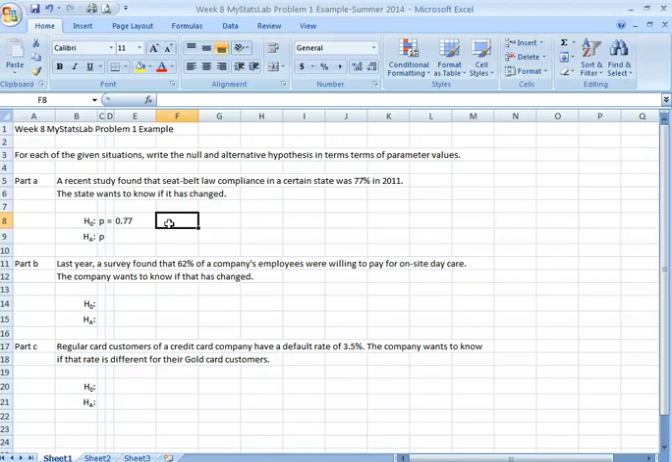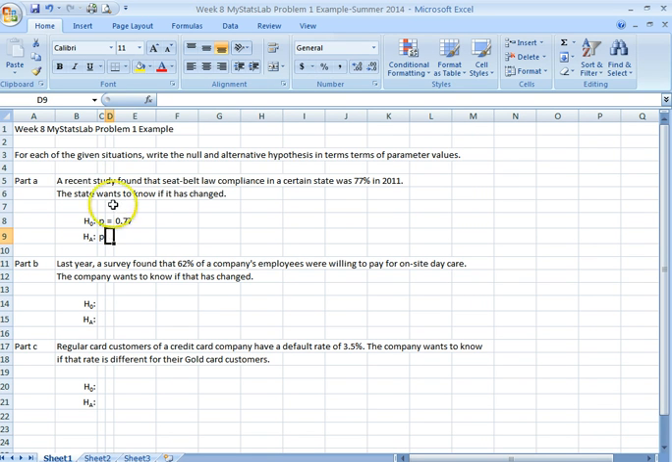Well, the way the question is stated, it says the state wants to know if it has changed. It didn't say the state wants to know if it has increased or has decreased, or is less than, equal to or greater than. None of that verbiage is used. Those are the things that would tell you this is a one-tailed test, going in one direction or another. In this case, we simply want to know if it has changed. So for that, we're just going to say that our alternative hypothesis is that P is not equal to 77%, or 0.77. So here we need a not equal to symbol.